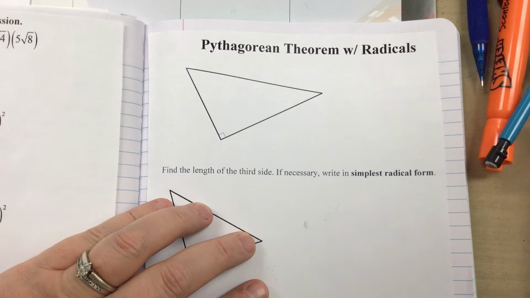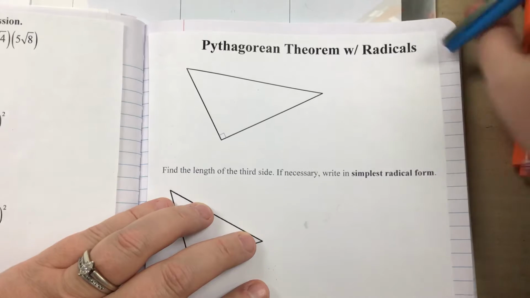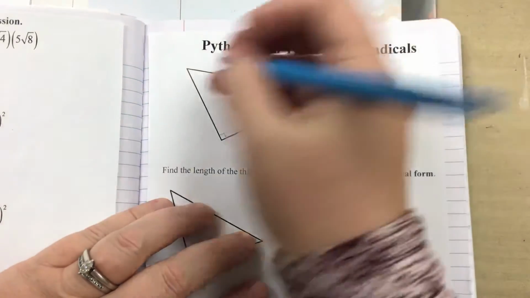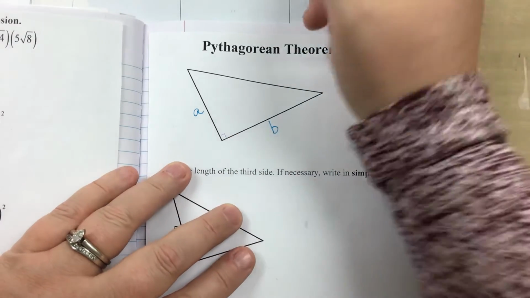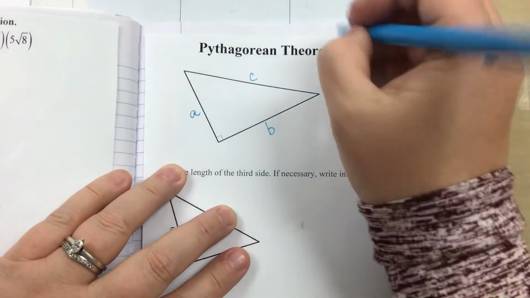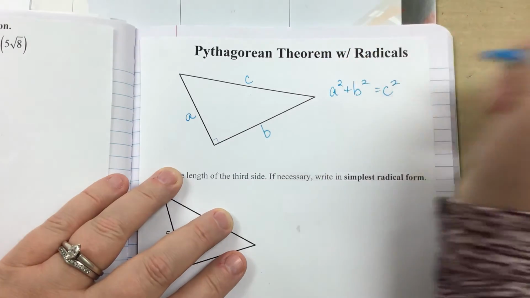Hello, geometry students. Today we're going to take a look at the Pythagorean Theorem, but in terms of radicals. Remember, the Pythagorean Theorem applies to a right triangle, and if the legs are represented by the variables a and b, and your hypotenuse is the variable c, then a squared plus b squared equals c squared.